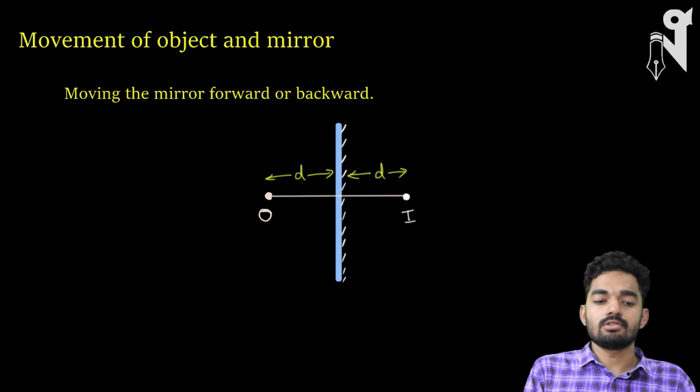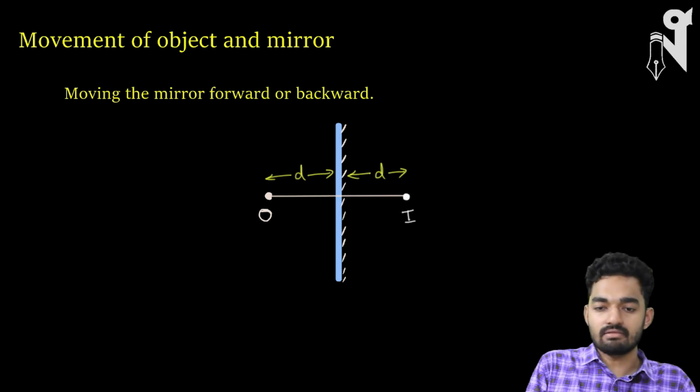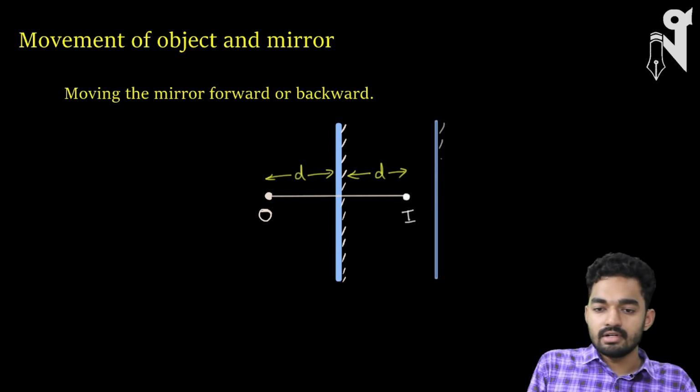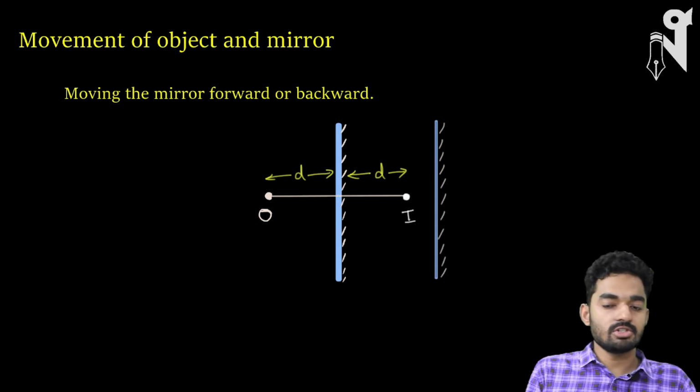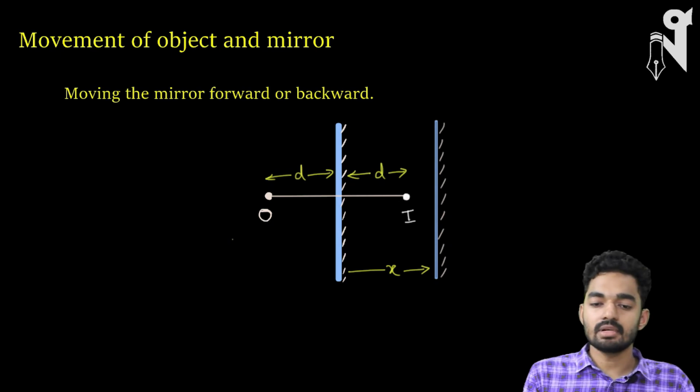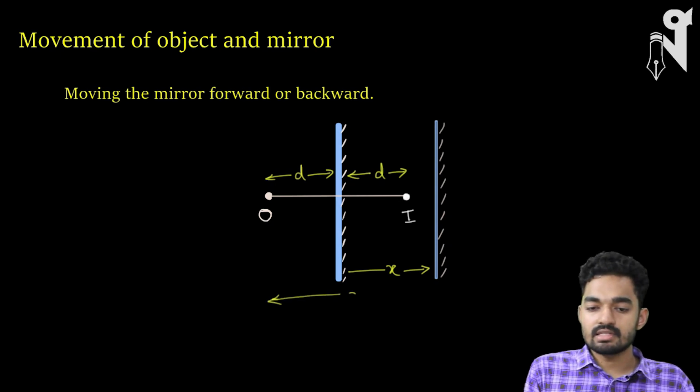So now what we are doing is we are trying to move this mirror backwards. All right, so let's say that is the new position of the mirror. I'm going to differentiate it by drawing it thinner like this. So this is the new position of the mirror, and let's say that we have moved the mirror by a distance x. So this distance is x. Now clearly you can see that the new object distance has become d plus x, right? So this is the new object distance, and that has become d plus x.